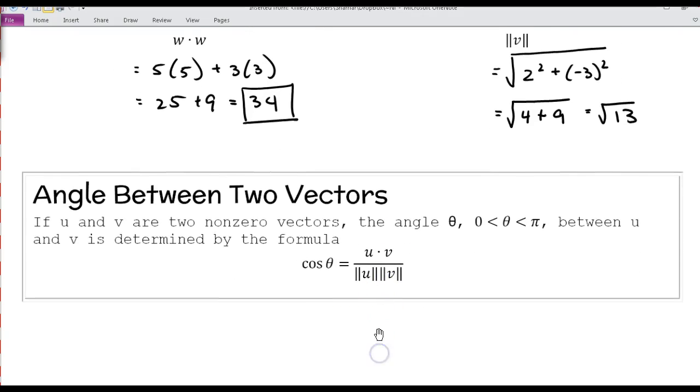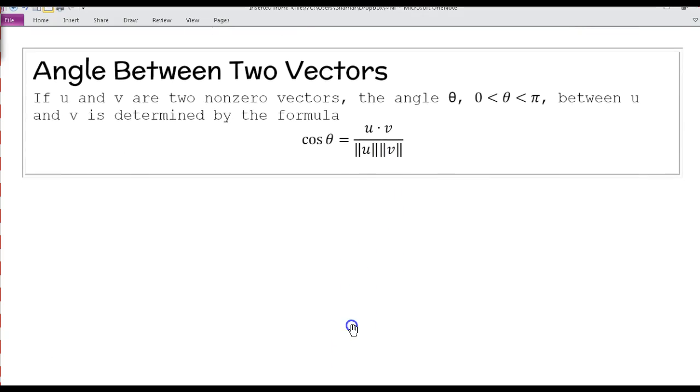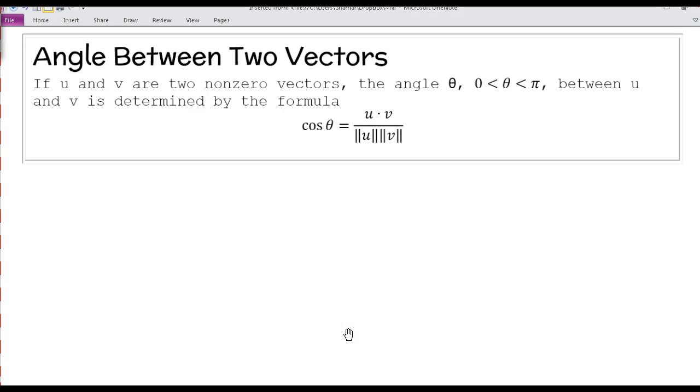All right, moving on to angle between two vectors. So if u and v are two non-zero vectors, then the angle theta, we're going to measure this angle between 0 and pi, between u and v, is determined by the following formula. So we've got that the cosine of theta is u dot v, so here's an application of dot product, over the product of the magnitude of u times the magnitude of v.